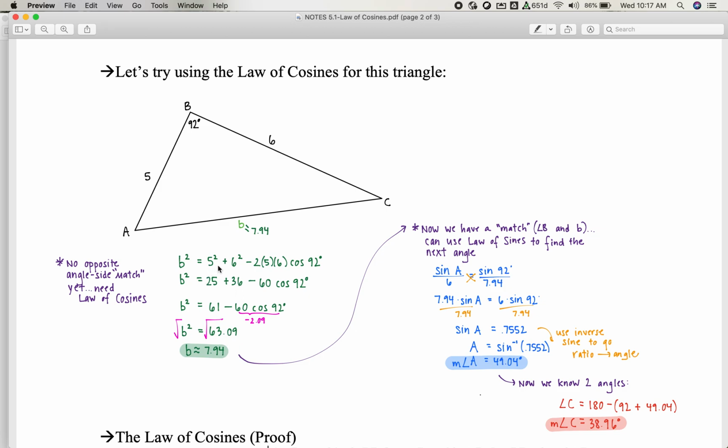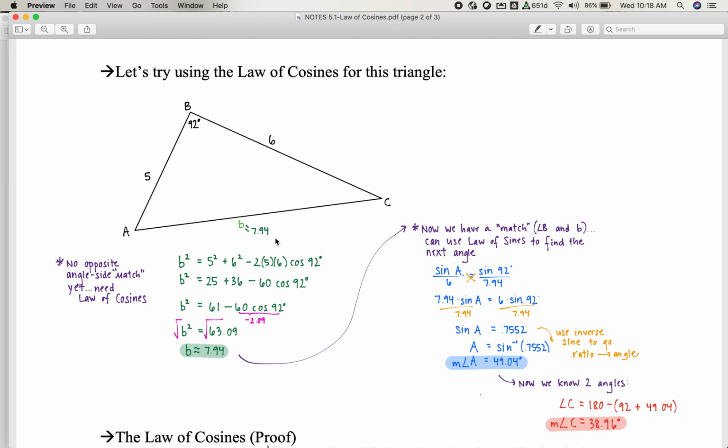Again, you really could have typed that entire thing right there in your calculator and it would have given you that same 63.09. And now all we have to do at this point is square root both sides to undo the squaring, and we've got that b is roughly 7.94. So now I know that this side is 7.94.